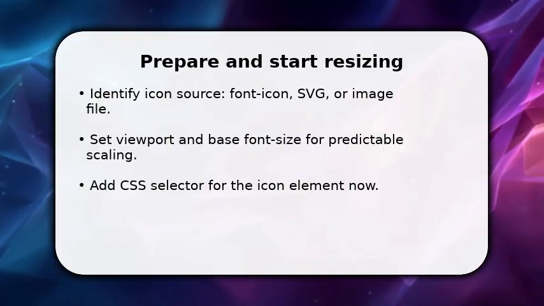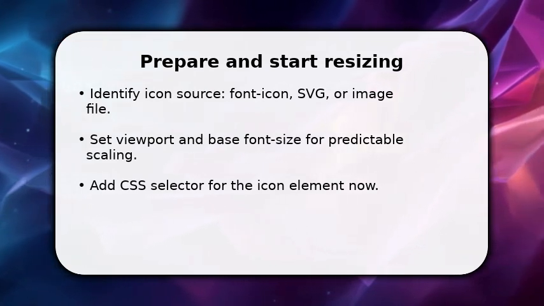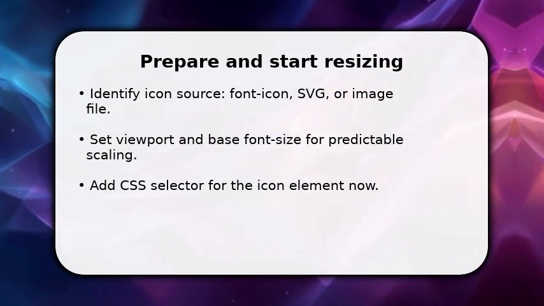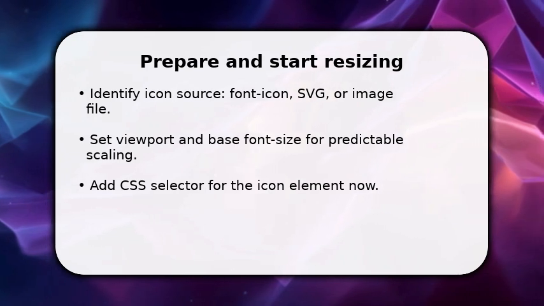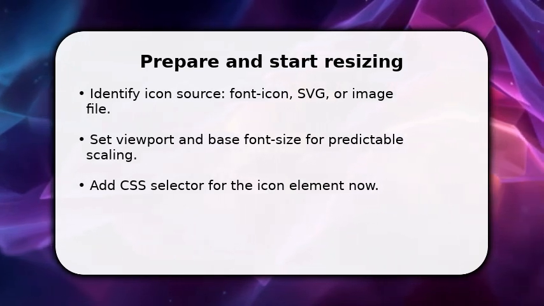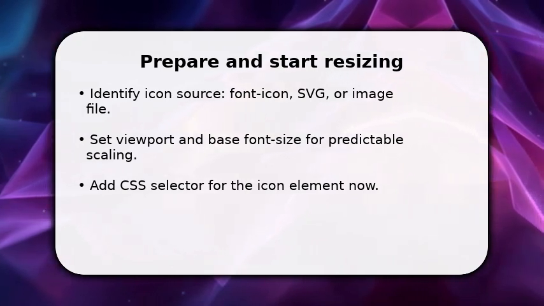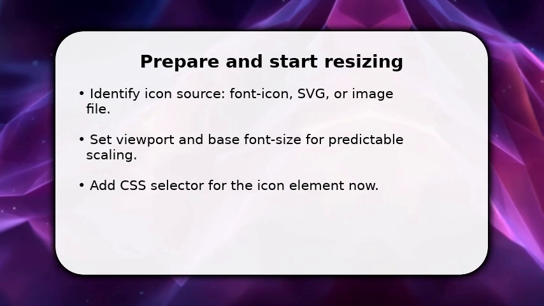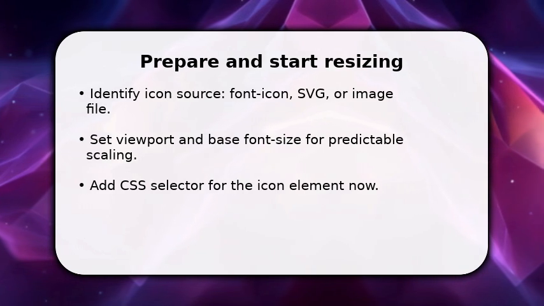You already have an icon in the DOM, so start by identifying its type: font icon, inline SVG, or image. Add a clear CSS selector for that element, and set a base font size or root em so scaling is predictable. Once done, use font size for icon fonts and width/height for SVG or IMG. You do this now to avoid back and forth later. It ensures the properties you add next will behave consistently across breakpoints and devices.